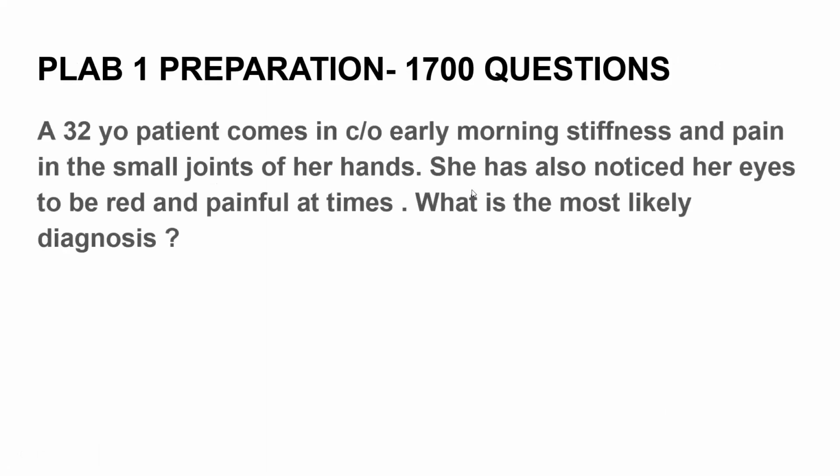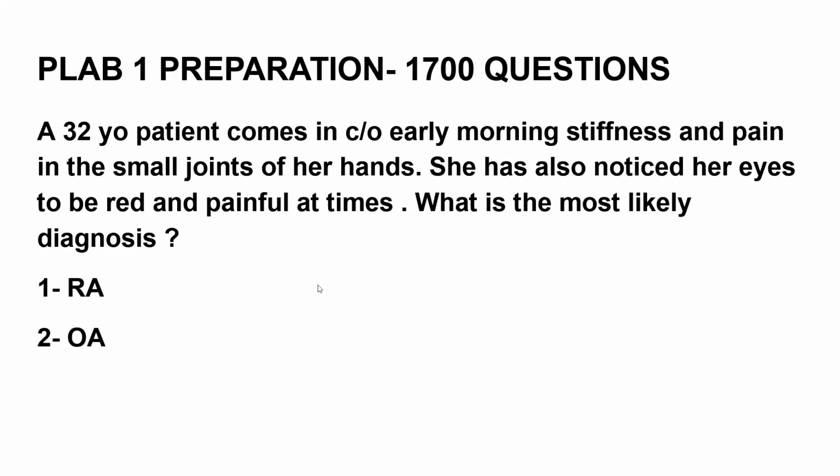All right, so let's look at the question. The question is, a 32-year-old patient comes in complaining of early morning stiffness and pain in the small joints of her hands. She has also noticed that her eyes are red and painful at times. What is the most likely diagnosis? So let's look at the options. Rheumatoid arthritis? Is it osteoarthritis? Is it juvenile rheumatoid arthritis? Or is it SLE?